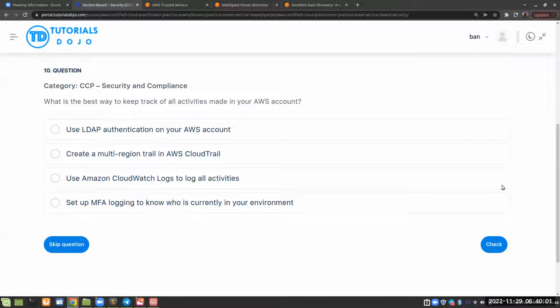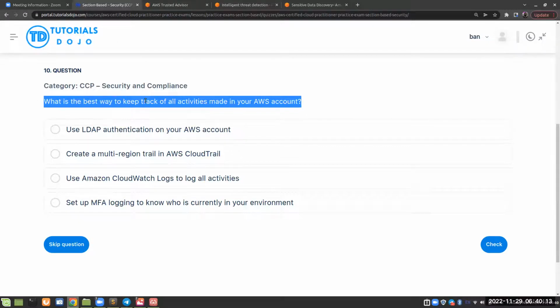So the next question is, still someone from Team Lawil: what is the best way to keep track of all activities made in your AWS account? I think this one is just straightforward, right? What will track activities made in your AWS account? What should come to mind? So that's for Team Lawil again. Who's the next person?